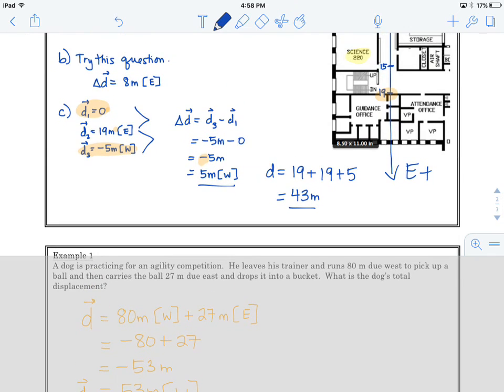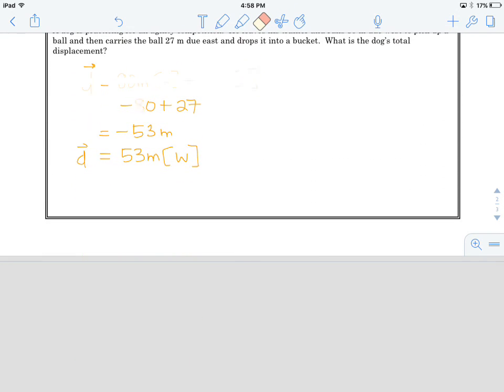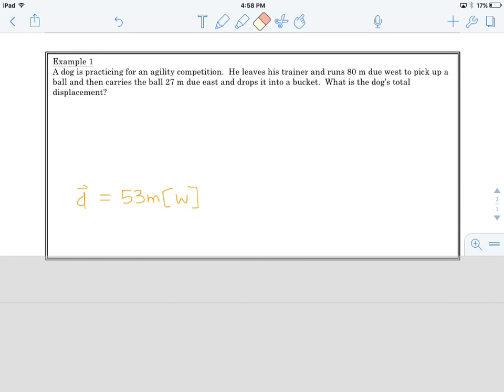All right. Our last question is a question for you to try on your own. I've left the answer right here for you to see, so you should copy that down. A dog is practicing for an agility competition, leaves his trainer, runs 80 meters due west to pick up a ball, carries the ball 27 meters due east and drops it in the bucket. What's the dog's displacement? So if it helps, you can draw a diagram, but this is the answer that we have right here. And so this is, of course, asking displacement. So why don't we be very specific about this? We'll put the dot, we'll put the triangle there. And so here's your answer. Try this question out. We'll take it up tomorrow.